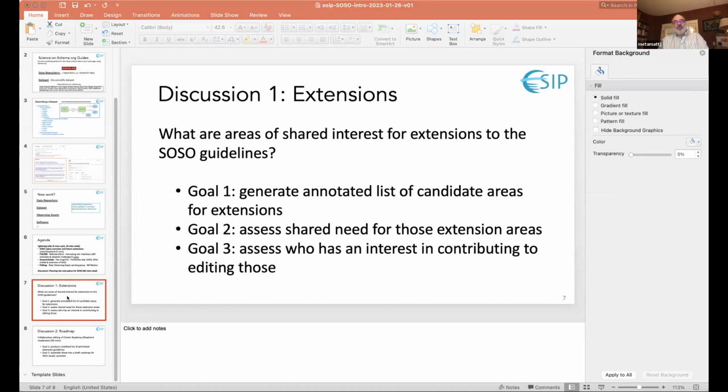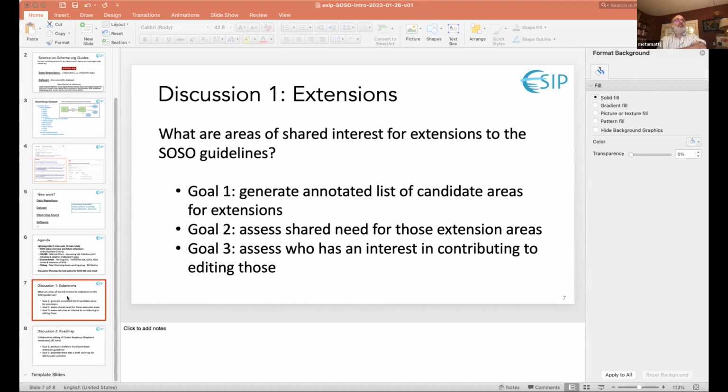the discussion that we're planning to have here is basically trying to identify what areas there are for shared interest in extensions to the SOSO guidelines. Three primary goals. One is to generate an annotated list of candidate areas that we might make extensions to SOSO for. A second is to assess shared needs for those extension areas, like how many groups really would utilize those. And then third is to try to get an understanding of who'd be willing to contribute to that work.